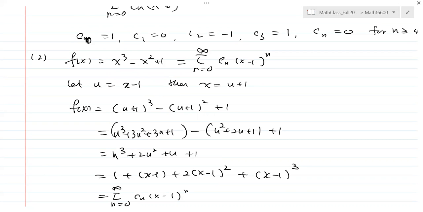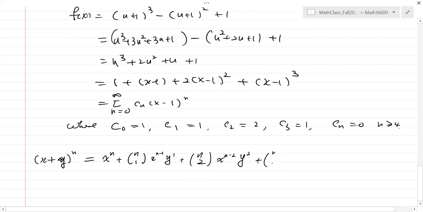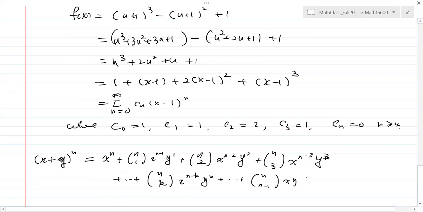Now, you do need to know the general formula for x minus a to the power n, or x plus a, or x plus y for example. The general formula is like this: x to the n, plus n choose 1 times x to the n minus 1 times y, plus n choose 2 times x to the n minus 2 times y squared, plus n choose 3, and keep going. The middle term is n choose k times x to the n minus k times y to the k. The last terms are n choose n minus 1 times x times y to the n minus 1, and y to the n.